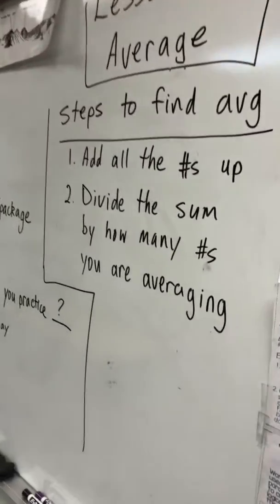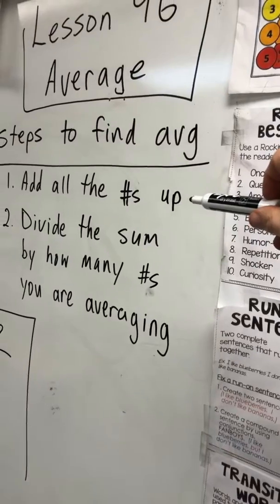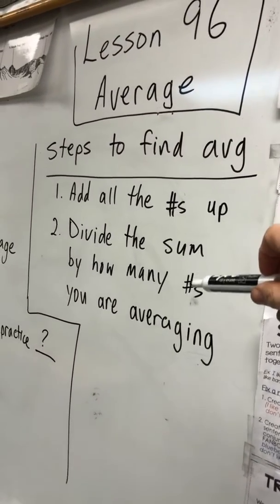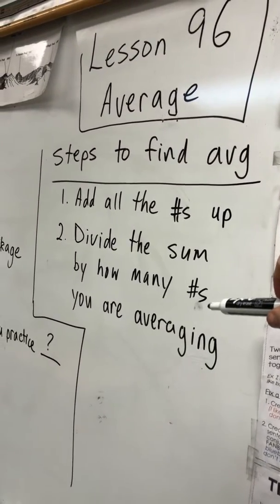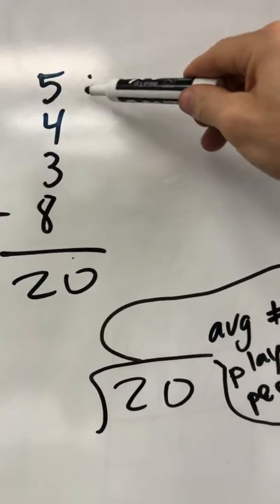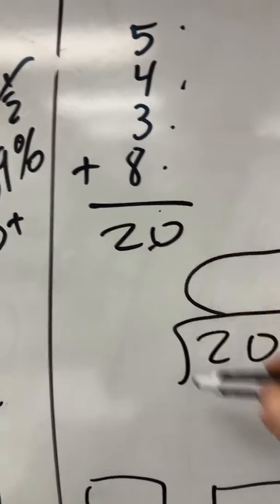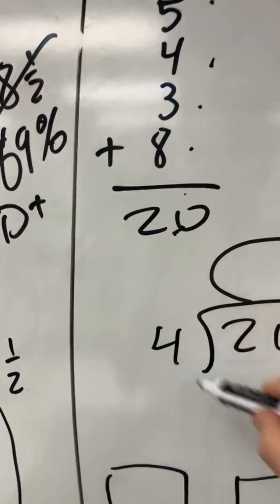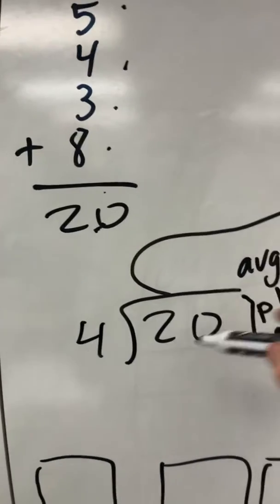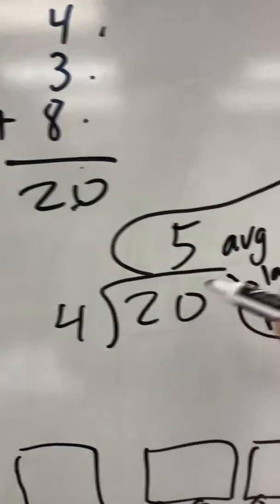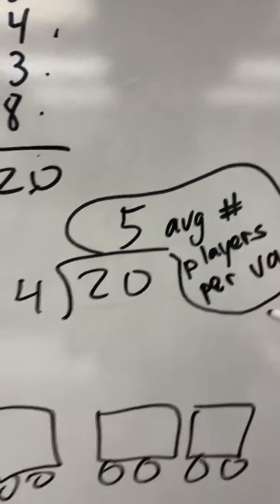Now, step 2, remember Mr. Mondale's, we had step 1, add all numbers up. Now step 2, divide the sum by how many numbers you are averaging. So we got 1, 2, 3, 4. So we're going to divide 20 by 4. That's an easy problem in your head. 20 divided by 4 is 5. So 5 is the number of average players per van.